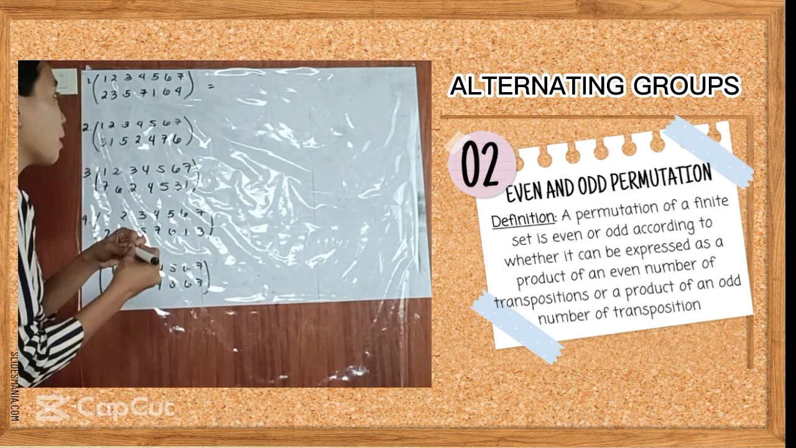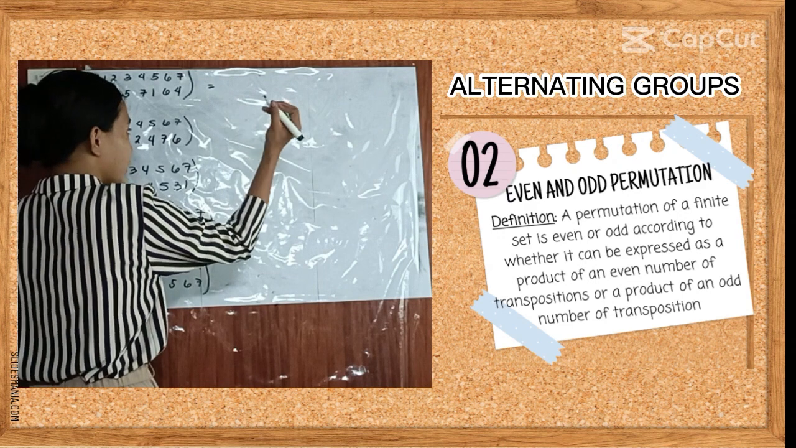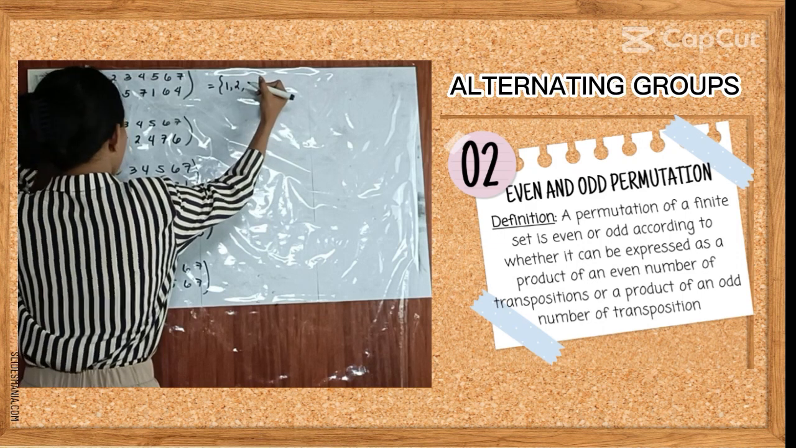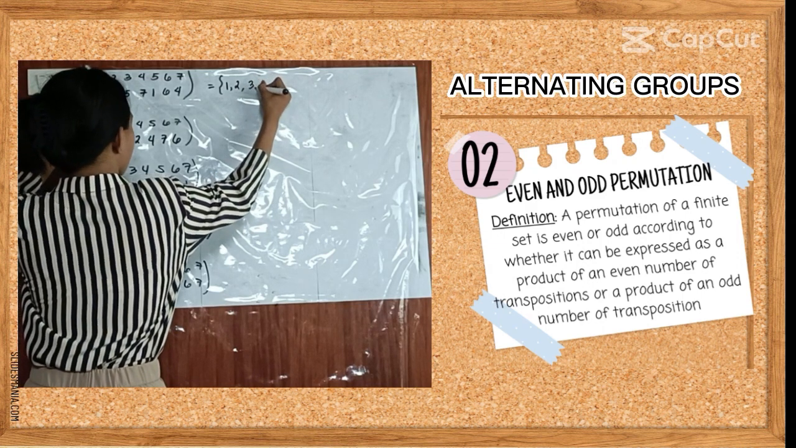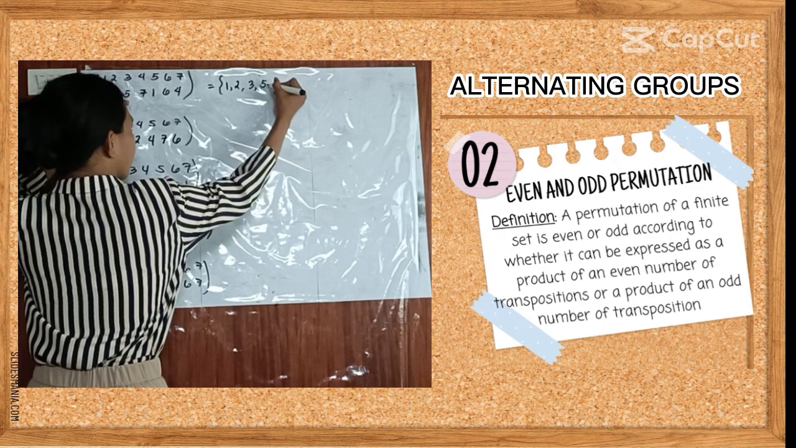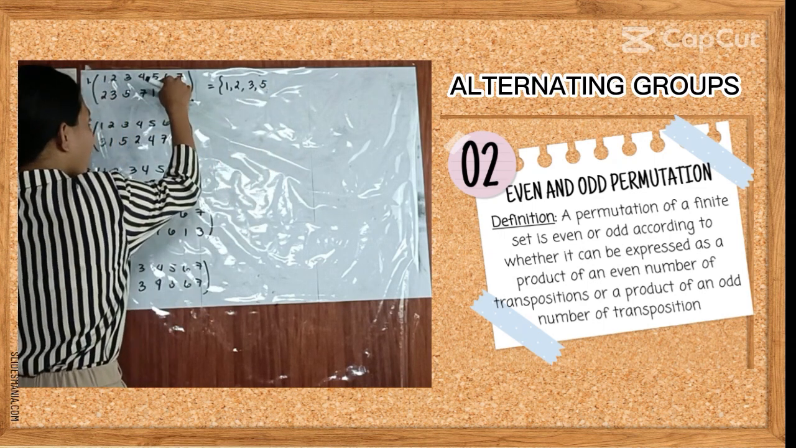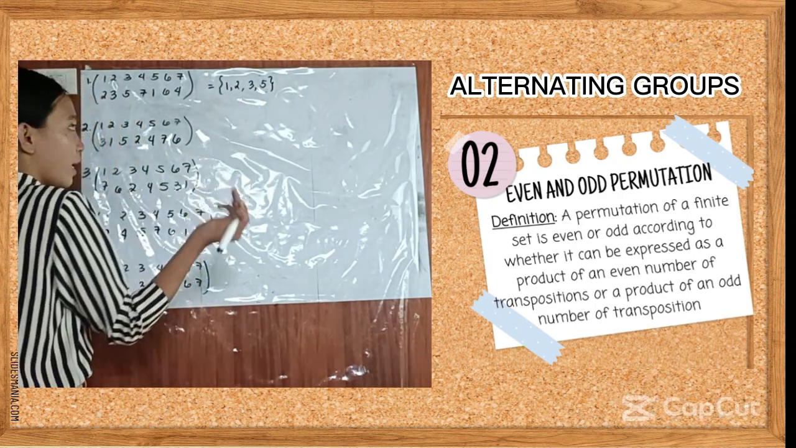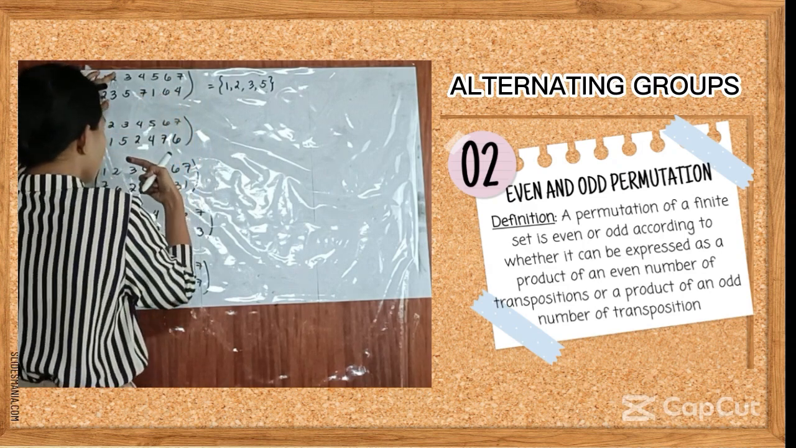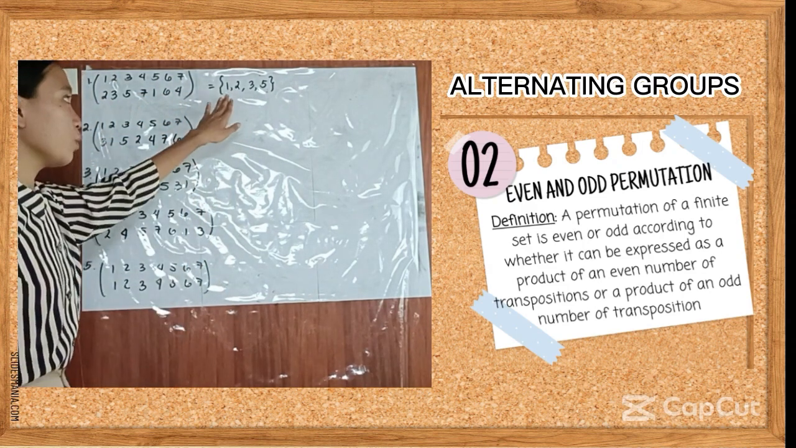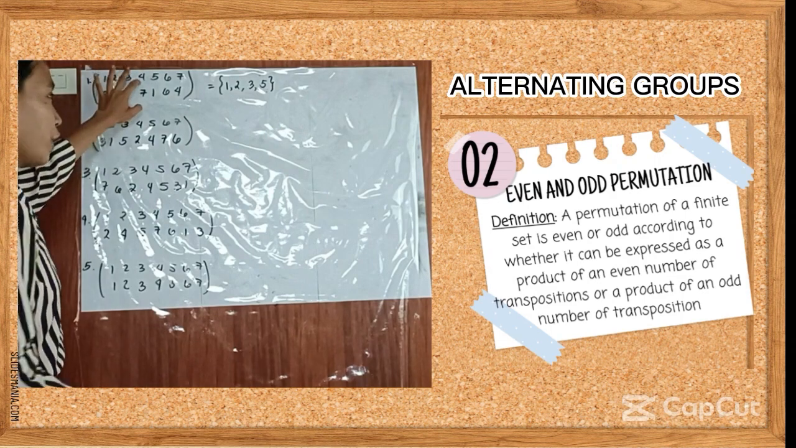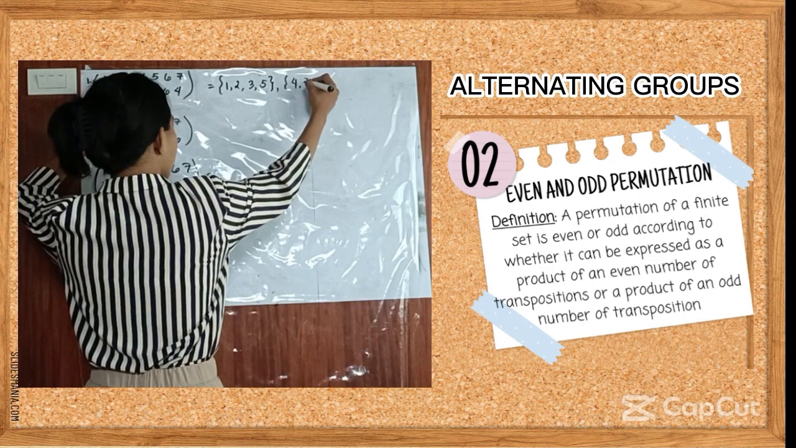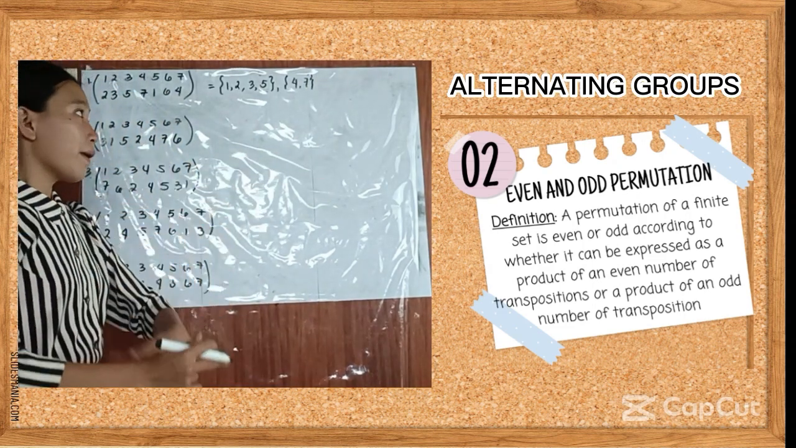So, let's start from 1. Let's list like this. 1 goes to 2, 2 goes to 3, 3 goes to 5, and from 5, we go back to 1. Next, since we are already done with 1, 2, 3, 5, let's go for 4. So we have 4 to 7, and going back to 4.